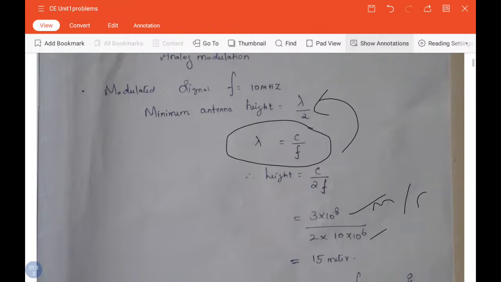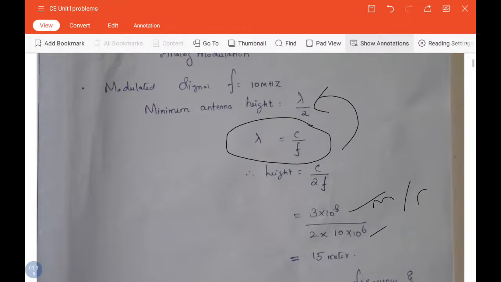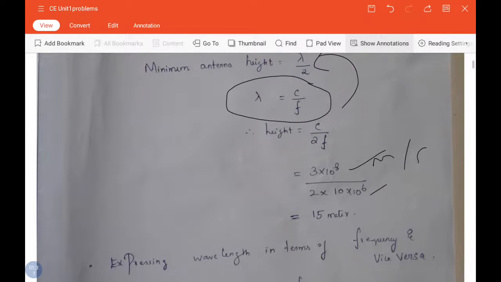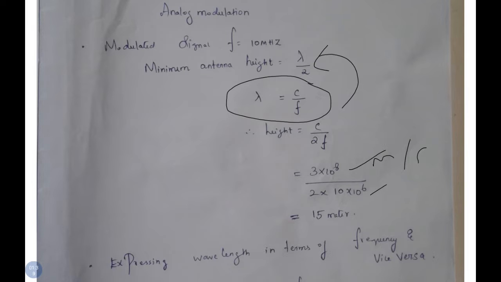These kinds of problems, calculating the minimum antenna height, they may ask in one or two questions. The formula you should remember is lambda by 2, where lambda equals c by f, and the constant you should remember is the c value, 3 into 10 to the power 8.